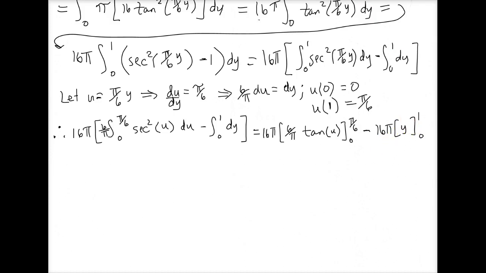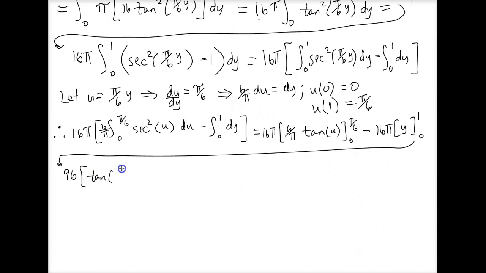Now what we'll do is just finish out this problem here. So we have our 16 pi times 6 over pi. Of course, the pi's here will reduce to 1. So that'll just leave us 16 times 6, which is just 96. So we'll go ahead and do that. And then evaluate tangent pi over 6, and then evaluate it also at 0. So tangent of pi over 6 minus tangent of 0.